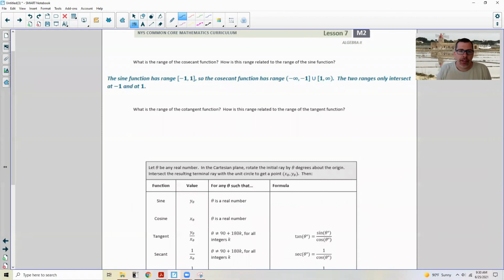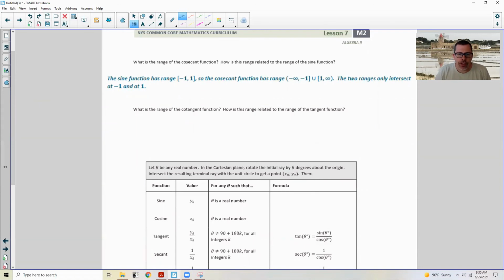Okay, now on to page 6. Now it says, what is the range of the cosecant function? How is the range related to the range of the sine function? Okay, so the sine function has a range of -1 to 1. The cosecant function's range is -infinity to -1, and then jumping to 1 and going to positive infinity because of that inverse. As we're getting closer and closer to infinity, we're getting closer and closer to 0, right? The two ranges only intersect at -1 and 1.